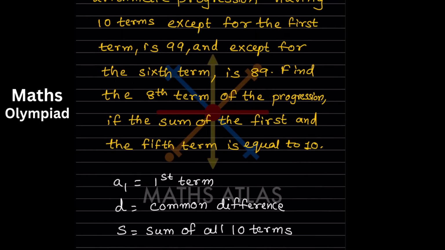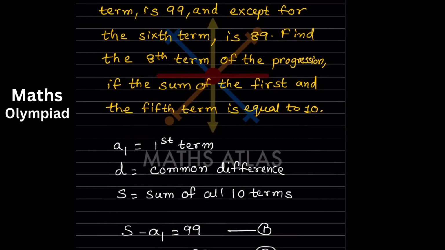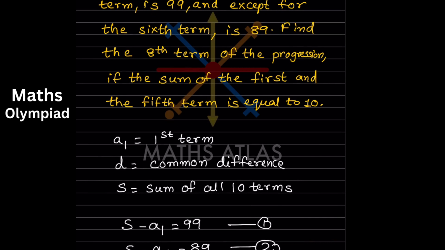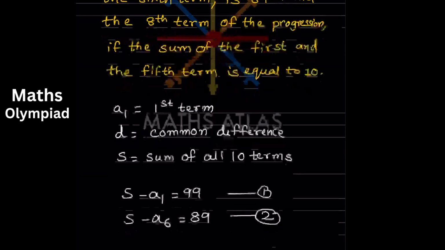And in the second one, what did they say? Except for the sixth term is 89. So we are going to subtract the sixth term from the sum. So S minus A6 is 89. So these are the two equations you have to keep in mind. And then we have to find out the 8th term, so that we'll see later.